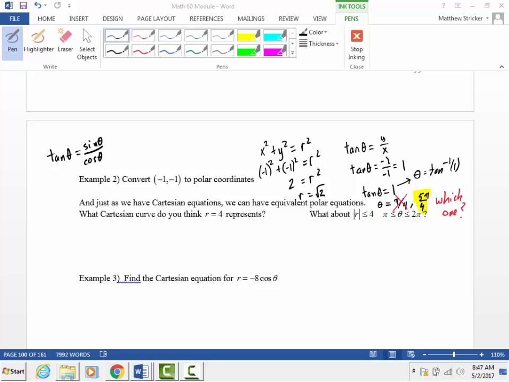So our answer then is our point. What comes first, r or theta? R comes first. And then my angle, 5 pi over 4. All right.